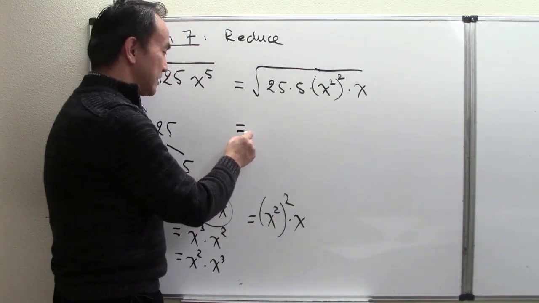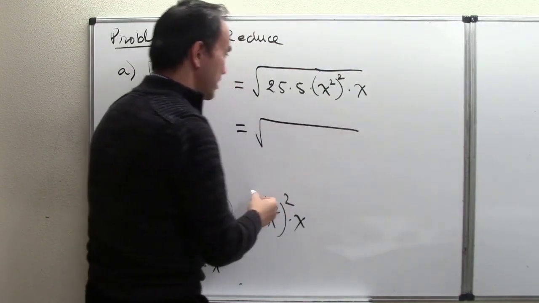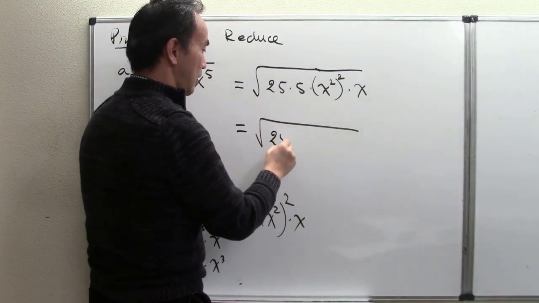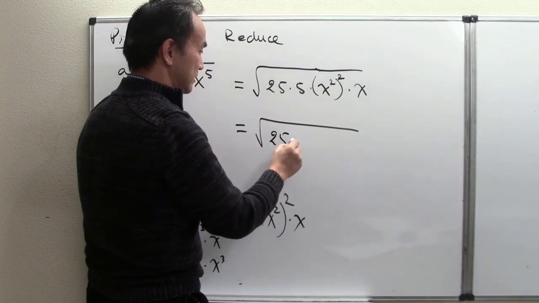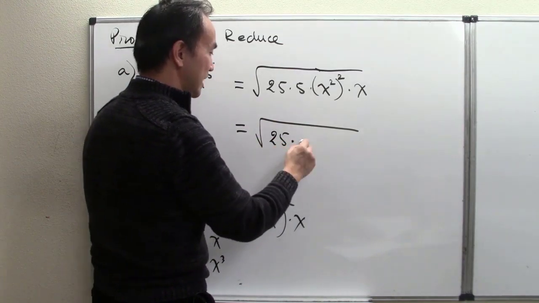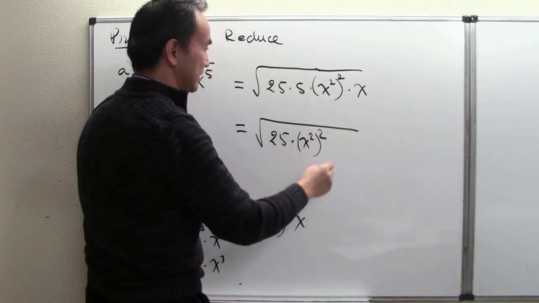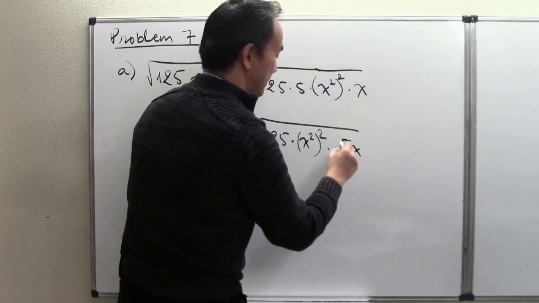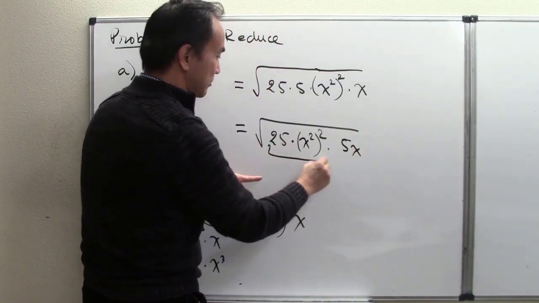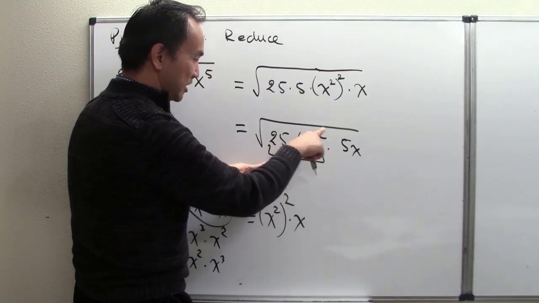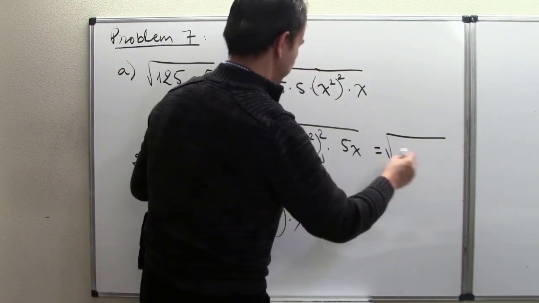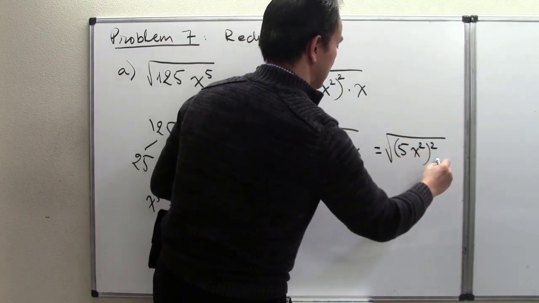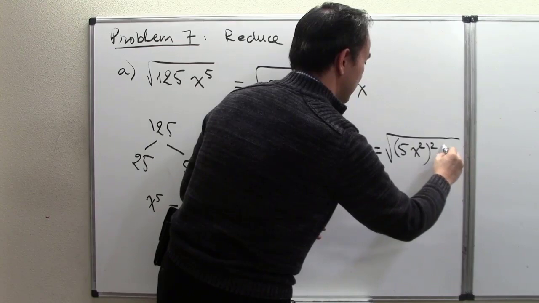Now I can see this as the square root of, and I'm going to purposely group all of the perfect square values and expressions together. So 25 times x squared all squared, I'm grouping that together, and then the non-perfect square factors I'm grouping together as one group. From your previous learning in algebra, we understand that this 25 times x squared squared is the same as the square root of 5x squared all squared times 5x.